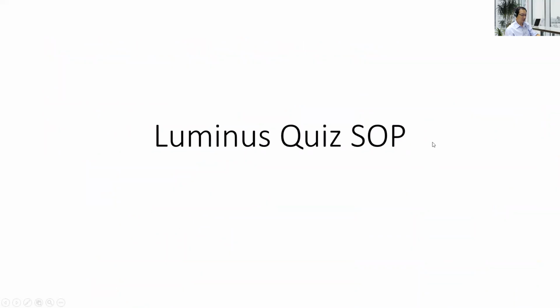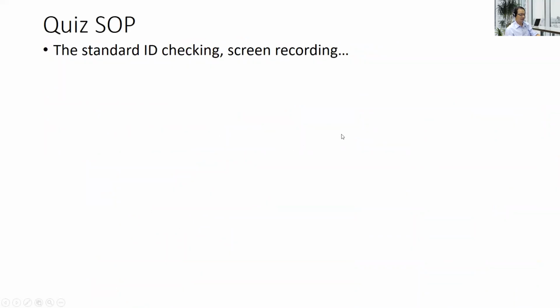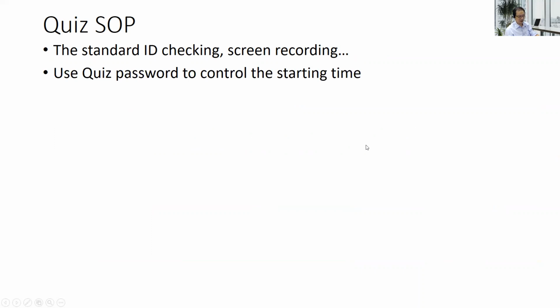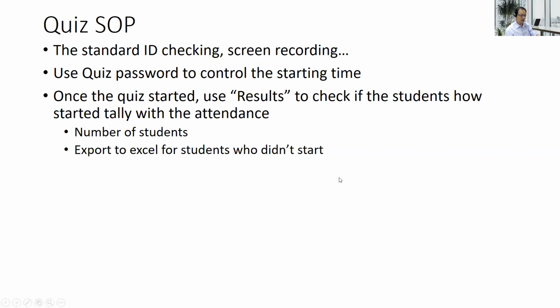Lastly, we talk about some SOP on Luminus quiz, which is different from other quizzes. Of course, we include the same ID checking and attendance. As I mentioned, I will use the quiz password to control the starting time. I will release the password so everybody starts. But one tip or precaution is that some students, I don't know why, miraculously want to delay the starting. Maybe they prepare for cheating, or I don't know. So if I do a Luminus quiz, I will use the results to check which students haven't started yet, and I have to force them to start.